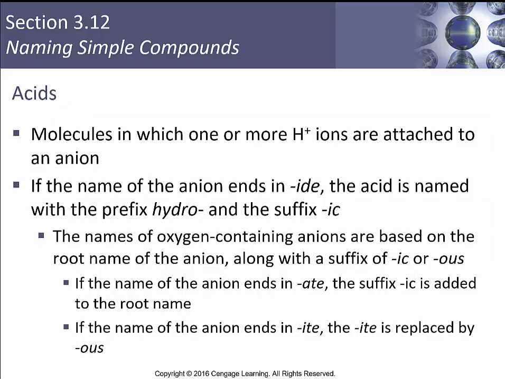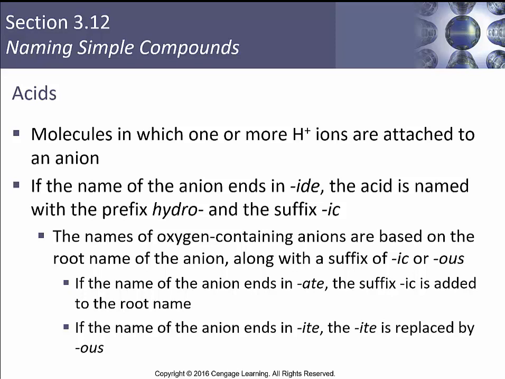We also have rules for naming acids. A lot of these compounds are going to be acidic. In molecules in which one or more H+ ions are attached to an anion, and they are labile, meaning they're able to detach and float around in solution, we've got an acid. If the name of the anion ends in -ide, the acid is named with the prefix hydro- and the suffix -ic. For example, hydrochloric acid, your go-to strong acid, is HCl. Hydroiodic acid would be HI.